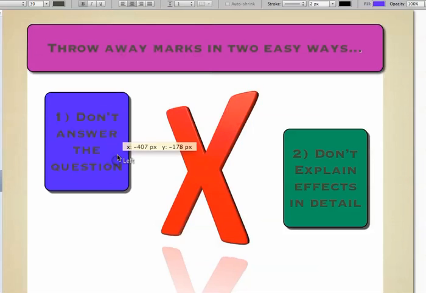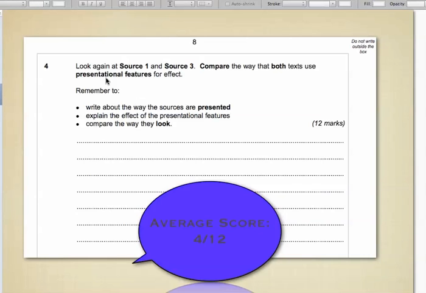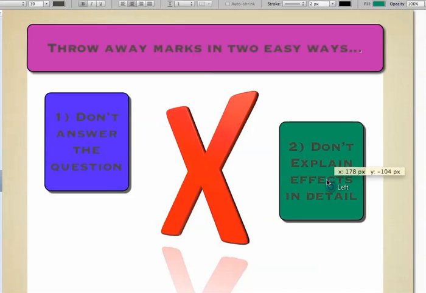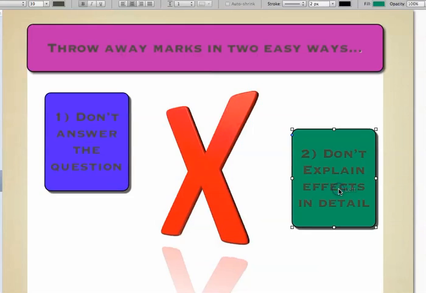First of all, a good way lots of you were getting low marks on this was to not answer the question. Basically not writing about presentation, not looking at the key words in the question, just rambling on a bit randomly, really. Secondly, people were mentioning quotation but not explaining the effects in any sort of detail. This is why we thought we'd make this video, because it hits that need.